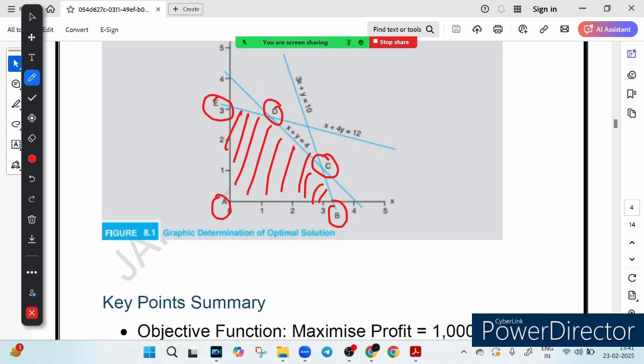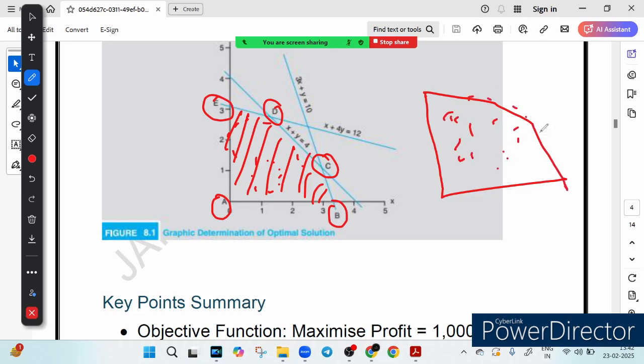So all the points inside it, whatever point is inside it, or whatever point is at the boundary, are called feasible solutions. Means they satisfy all the conditions. They satisfy all these 3 conditions. All the points within this area, or all the points at the boundary. So let me show you individually. This is a pentagon, so all the points within it and at the boundary satisfy the equation.